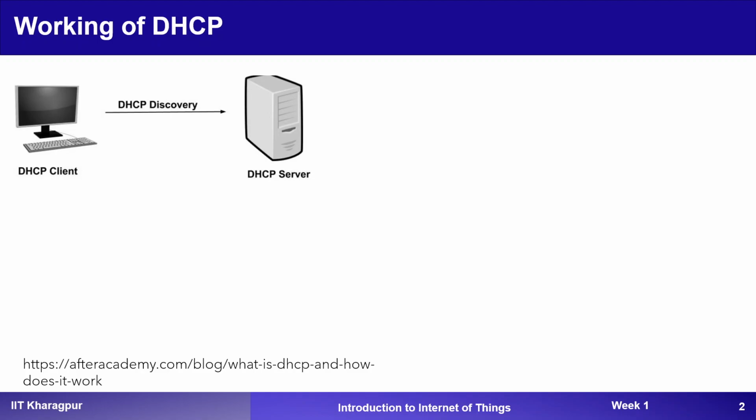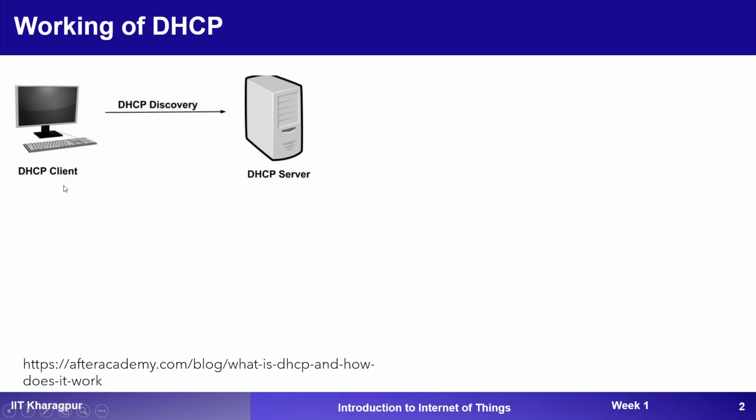DHCP is a protocol which is used in computer networks in order to assign IP addresses automatically. So the working of DHCP is, for example, here consider a client. This is a DHCP client. It wants an IP address. So first of all, it will send a DHCP discovery message to the server, which is a DHCP server. This DHCP discovery message is a broadcast message. So the DHCP client sends this broadcast message, that is the DHCP discovery message.